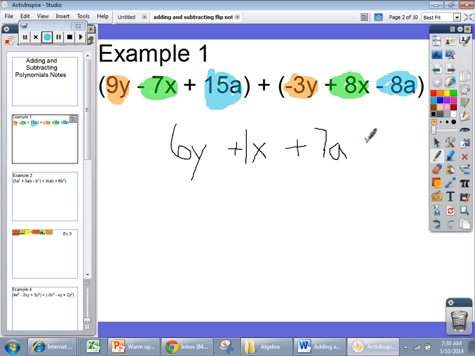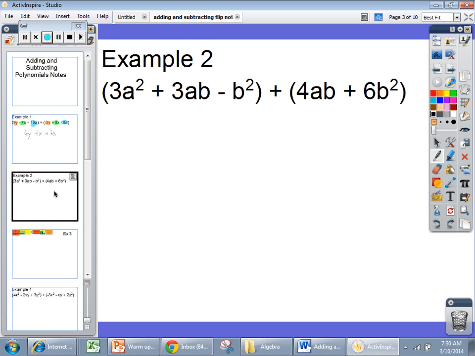All right, ready for example 2? You all have it copied? Okay. Let's go ahead and do the same thing. I like to color coordinate because you guys know how I like colors. So we have a 3a squared. Do you see any more a squareds? All right, so are a squareds and a's the same thing, though? No. You crazy? No.